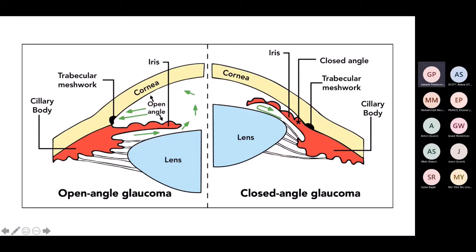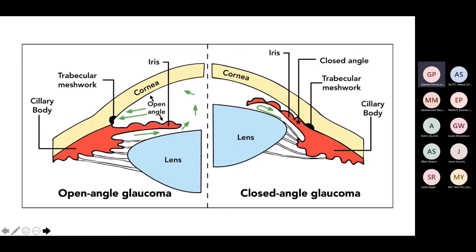Just to summarize closed angle glaucoma as a clinical presentation: extremely painful. They will have a red eye. There will be photosensitivity. The reason they have photosensitivity is because that lens is now kind of stuck in place. The pupil is quite dilated as well.